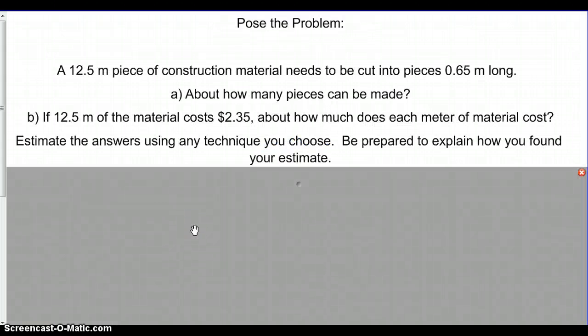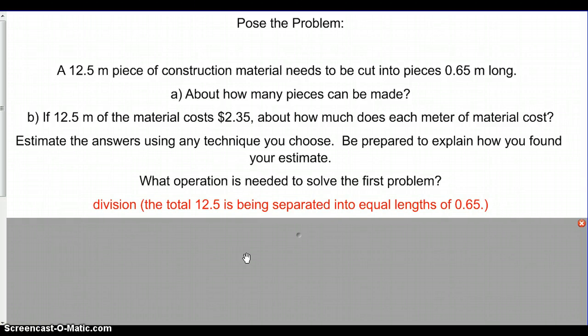Pose the problem. A 12 and 5/10 meters piece of construction material needs to be cut into pieces 65 hundredths meters long. About how many pieces can be made? If 12 and 5/10 meters of the material costs $2.35, about how much does each meter of material cost? Estimate the answers using any technique you choose. Be prepared to explain how you found your estimate.